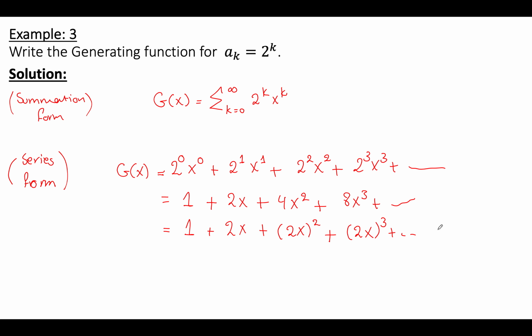Now, if we go back to the rules, we can have that the closed form of the following sequence is equal to (1 minus 2x) to the power minus 1, which is equal to 1 over (1 minus 2x). And here we solve this problem.